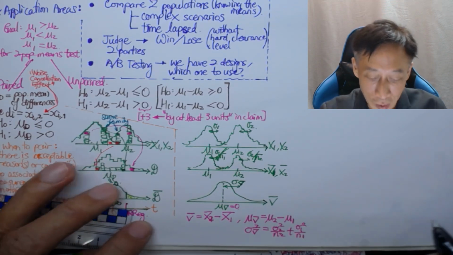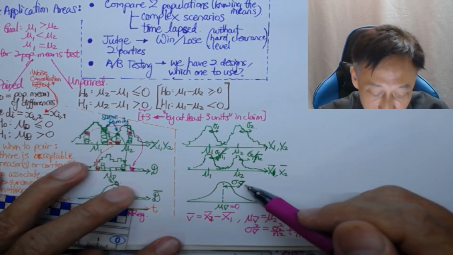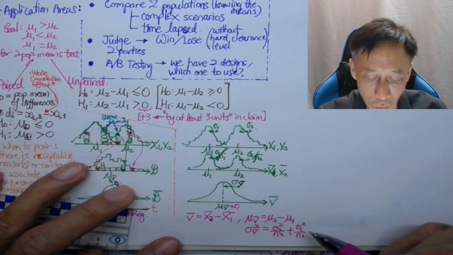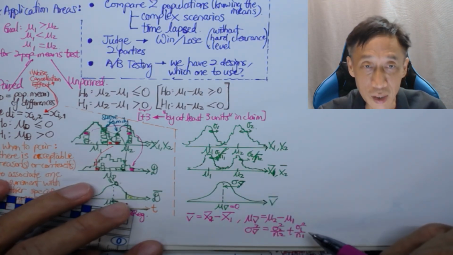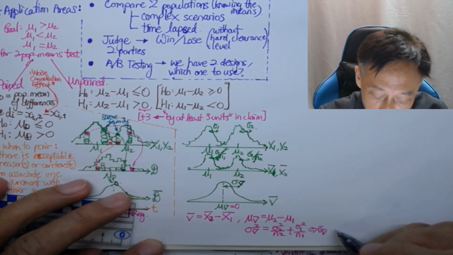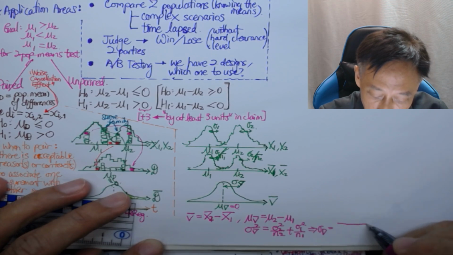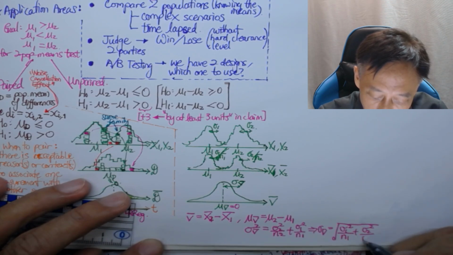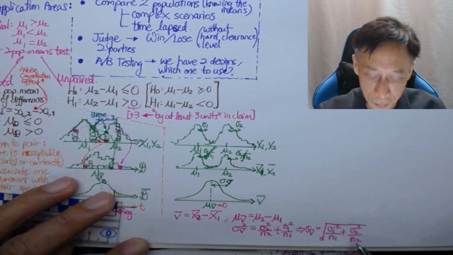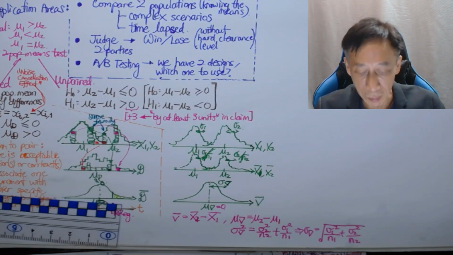So sigma V bar is going to be just taking the square root of this, and therefore sigma V bar is just the big square root of sigma 1 square over n1 plus sigma 2 square over n2, which is why I don't want to squeeze in here. It gets very hard to read. Okay, so that's the sigma part.